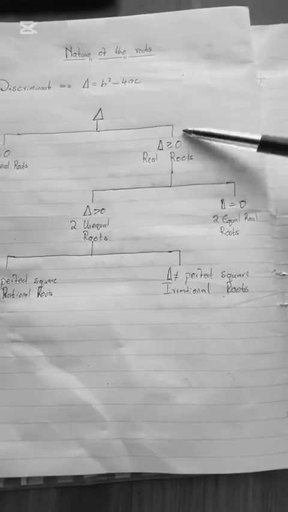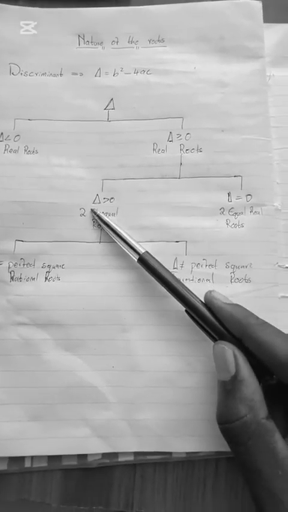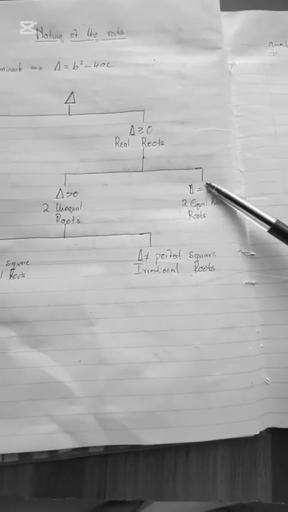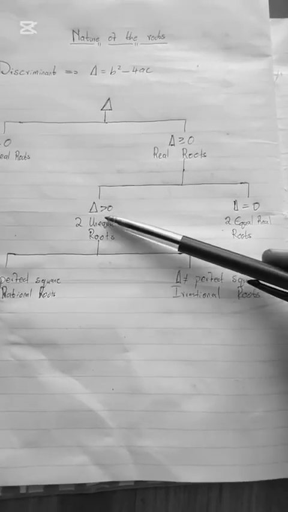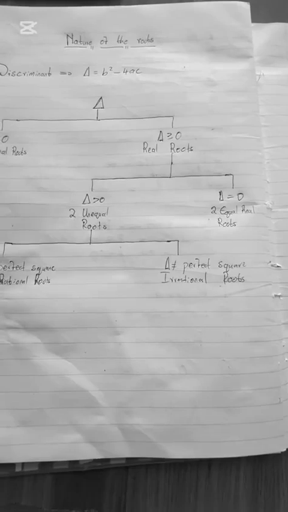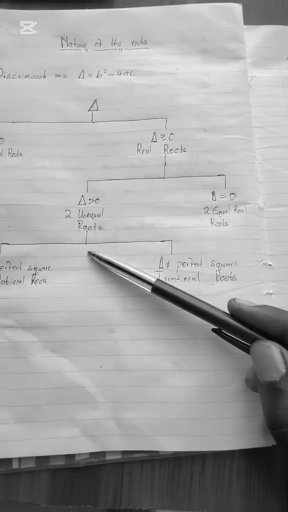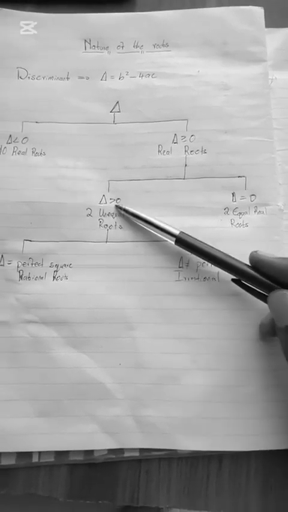Again, when we have real roots, we can have the discriminant being greater than 0, and we can have the discriminant being equal to 0. When it is equal to 0, it means we have two equal real roots. Then when the discriminant is a positive number, or anything greater than 0, it means that we have two unequal roots.